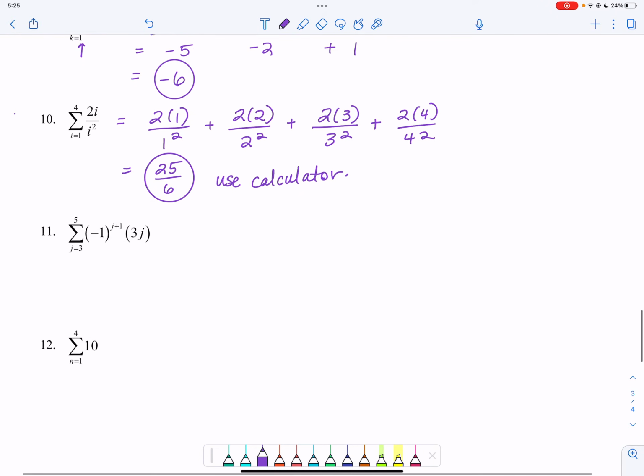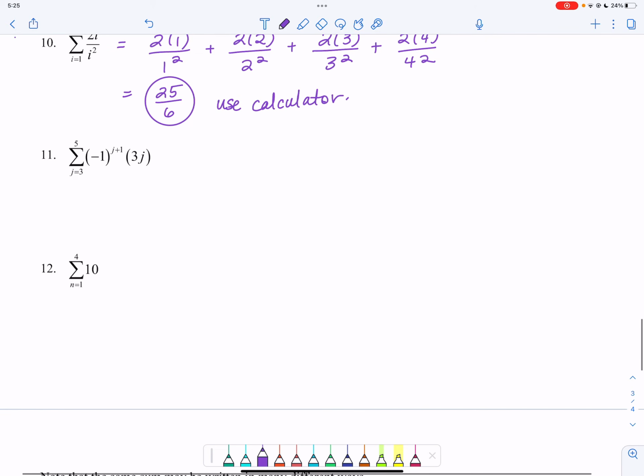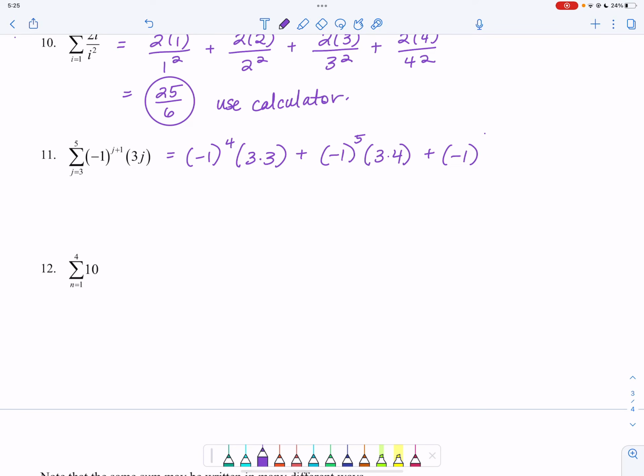Okay, now we have J starting at 3 and going to 5. So we'll just follow along -1. So we first have J is equal to 3. So this is J plus 1, which is 4, and 3 times 3. So we'll just take our time with this. Now we have -1 to the 5th power multiplied by 3 times 4. And then we have -1 to the 6th power multiplied by 3 times 5. And I got 12.